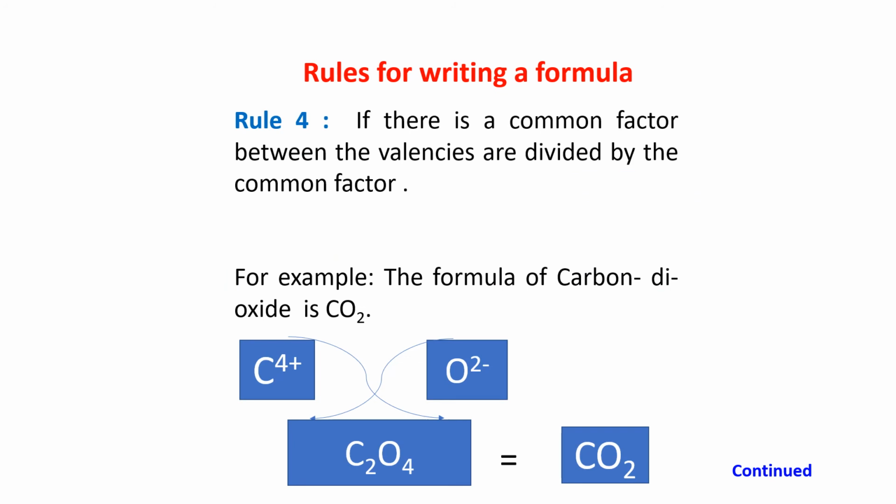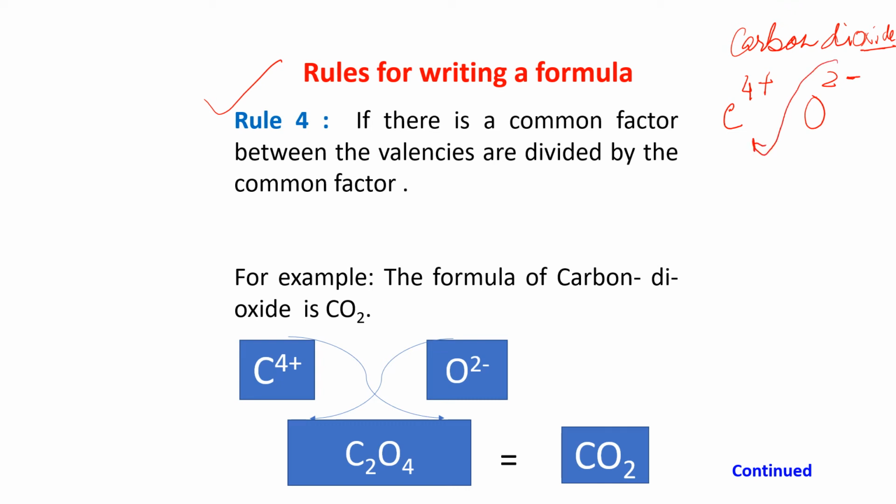Now next one is, if there is a common factor between the valencies, then what will happen? Suppose I want to write carbon dioxide. Now how are we getting it? See, carbon is having symbol C with a valency 4 plus. And oxide, this is oxygen with valency 2.